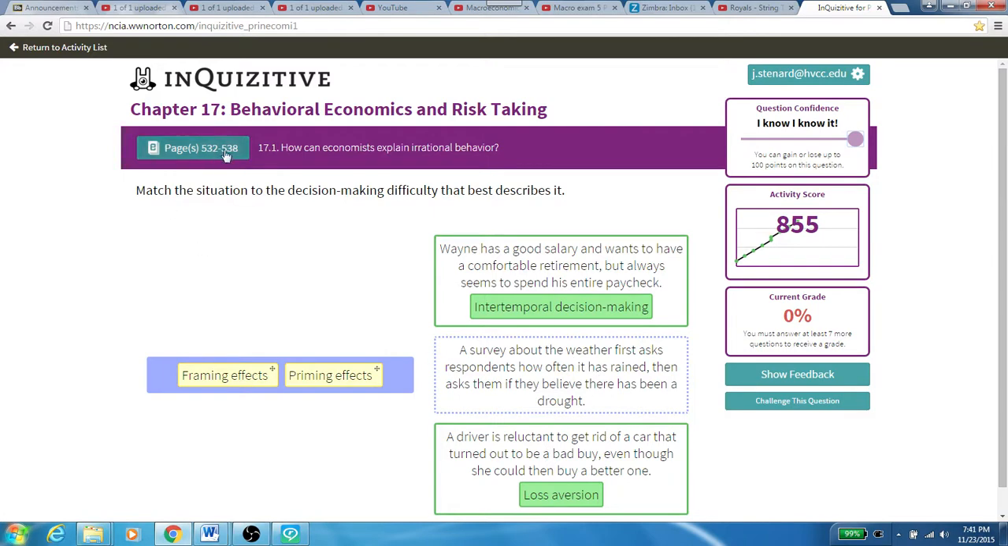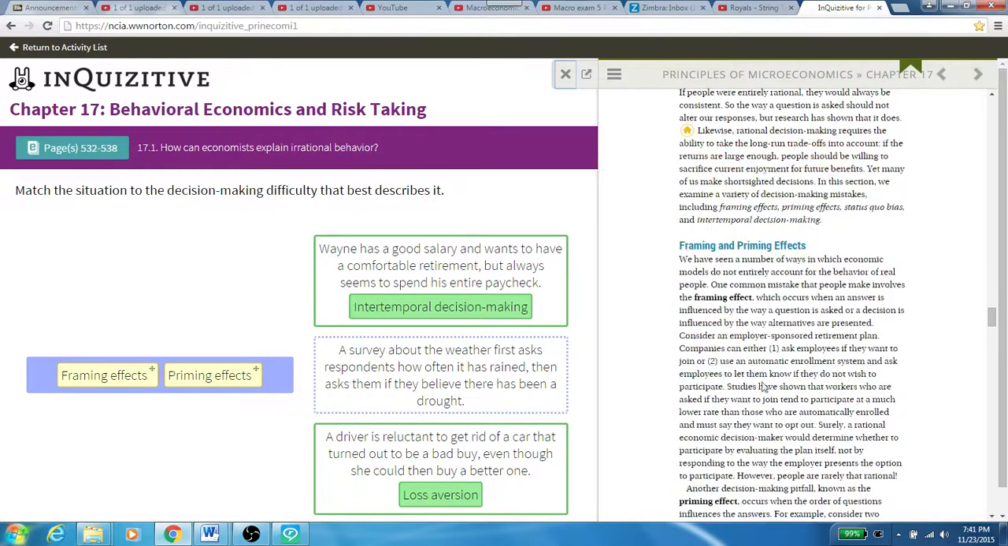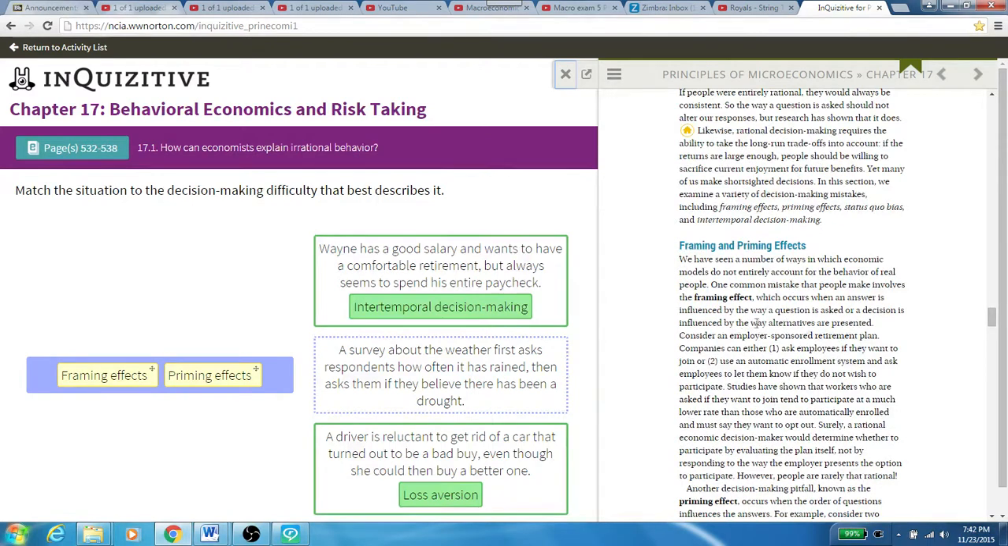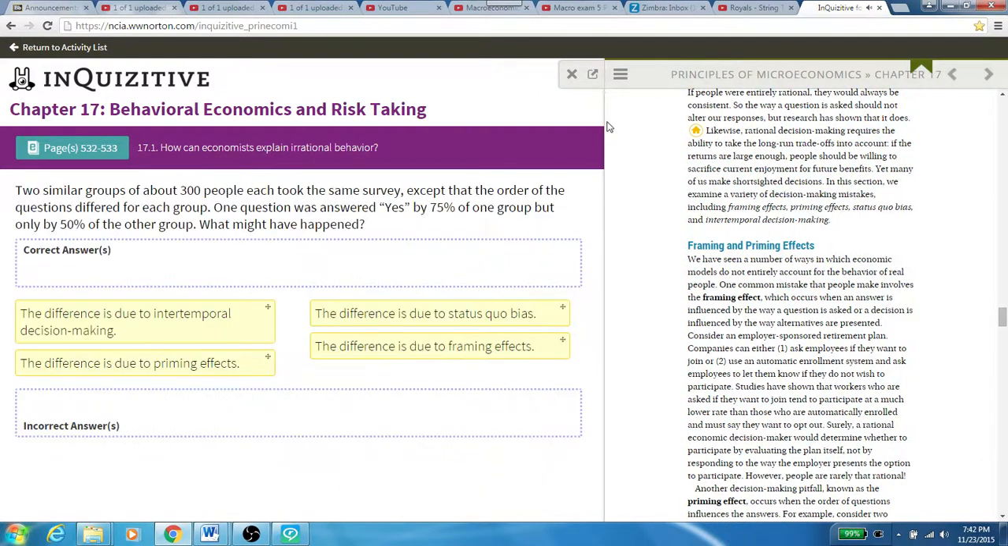In order to answer this question best, we should click on our little book and go right to it. We don't have to guess. We can see here that priming effects are when the order of a question influences the answers. That's the priming effect. So, since they asked how often it's rained first, and then asked if there's been a drought, that's an example of the priming effect. So that's a pretty good bet. Now, if we go down to the framing effect, which occurs when answers are influenced by the way a question is asked or a decision is influenced by the way alternatives are presented. So since there isn't anything about framing in that way or alternatives, we're going to go with priming effect. Put it over there. We got it right. Nice job. Okay, cross that out.